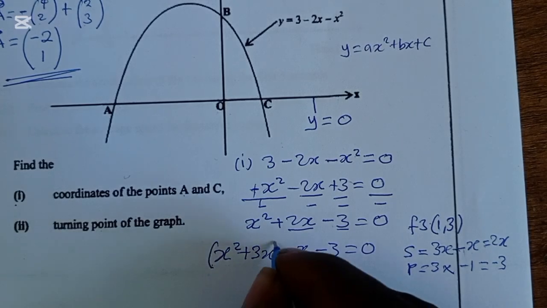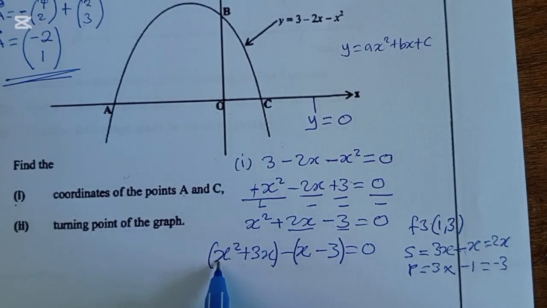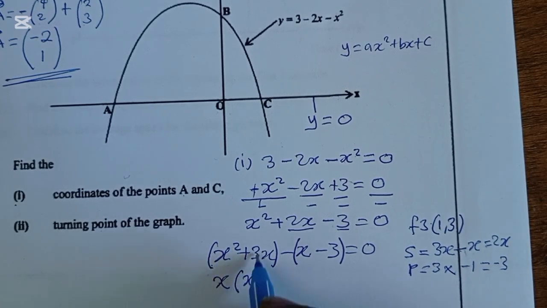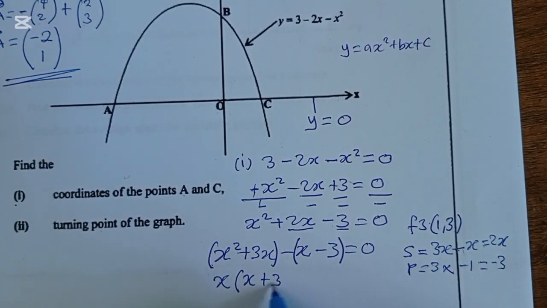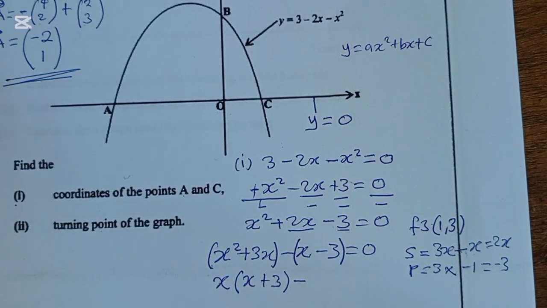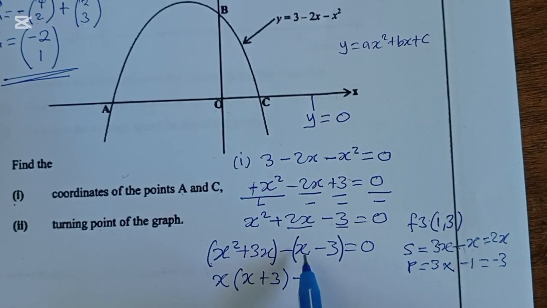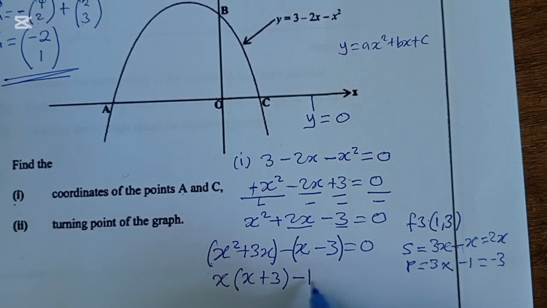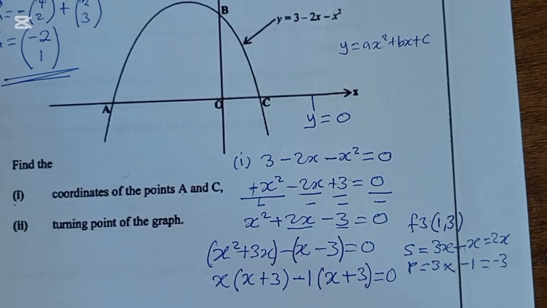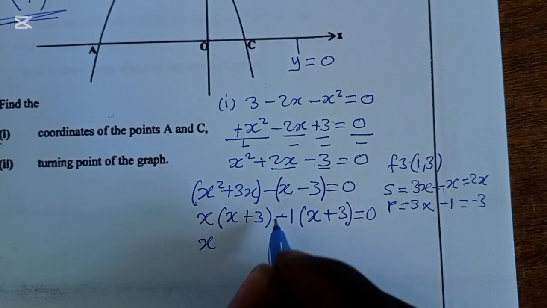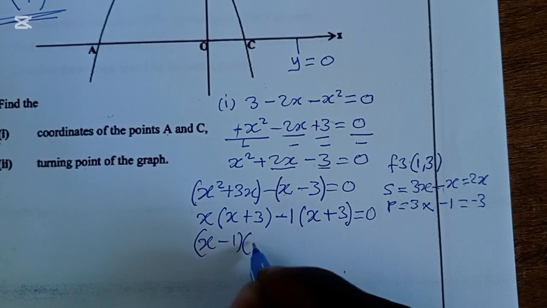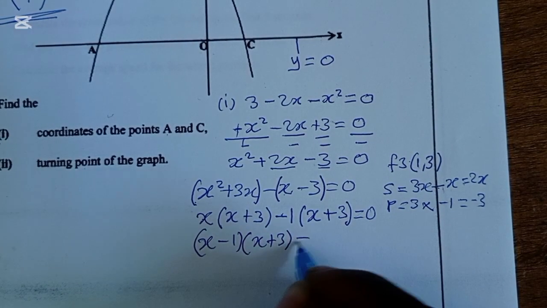So I'll group like this. What is common here? It is x. X into x squared is x squared. X into 3x, that is 3x, minus. What is common here? It is 1. So 1 into x is x. Negative into negative is positive. So 1 into 3 is 3, is equal to 0. So I'll say x minus 1, x plus 3 is equal to 0.